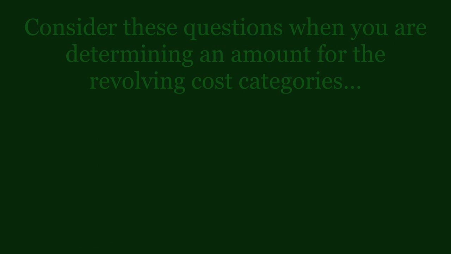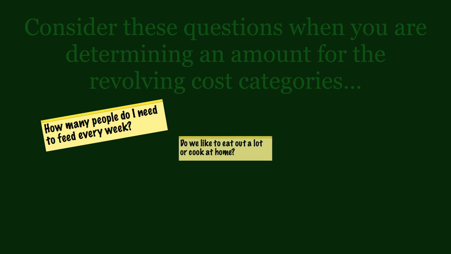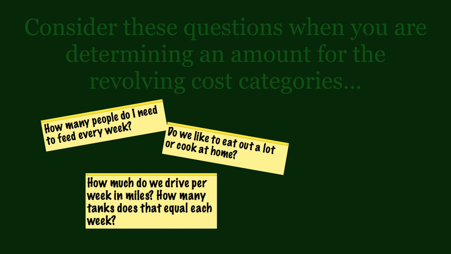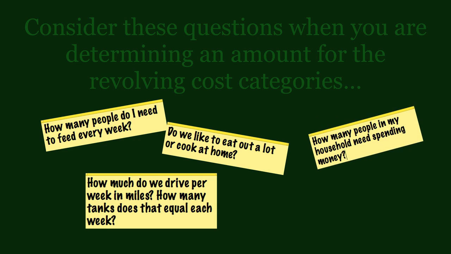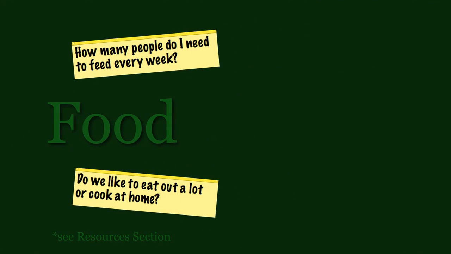So let's consider a couple questions when we are trying to determine the amount of the revolving cost categories. This could be, how many people do I need to feed every week? Do we like to eat out a lot or cook at home? How much do we drive per week in miles? How many tanks does that equate to? How many people in my household need spending money? Or even, do we have a charity that we want to contribute to? How much do we want to contribute each month? These are all very good questions, and you need to have those in your mind before we continue.